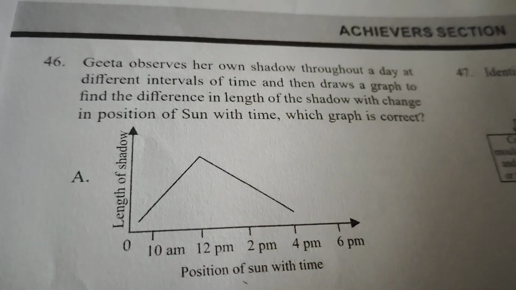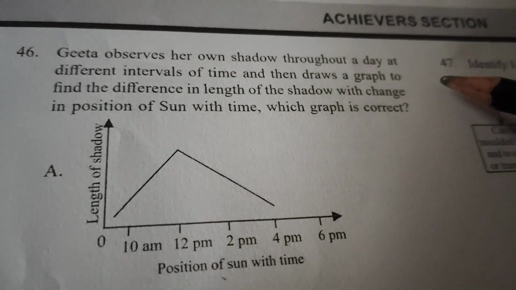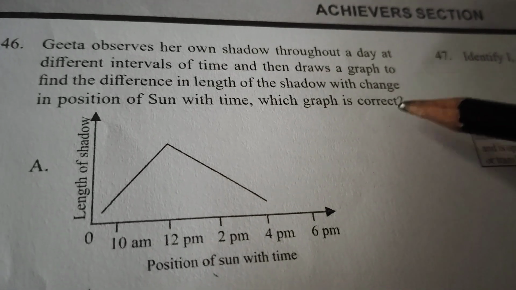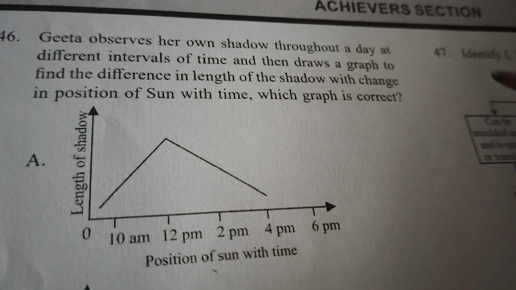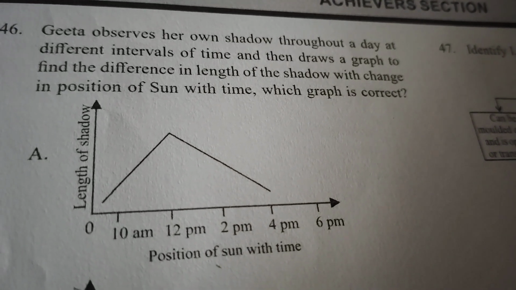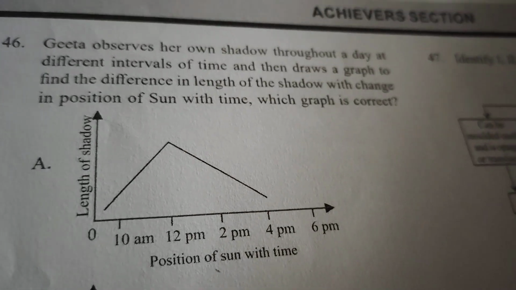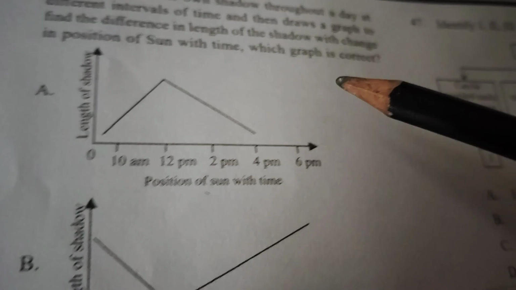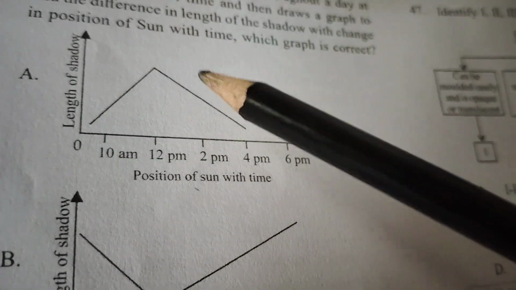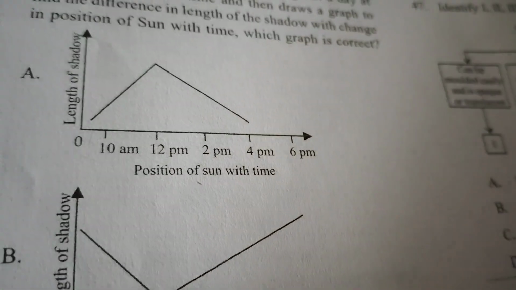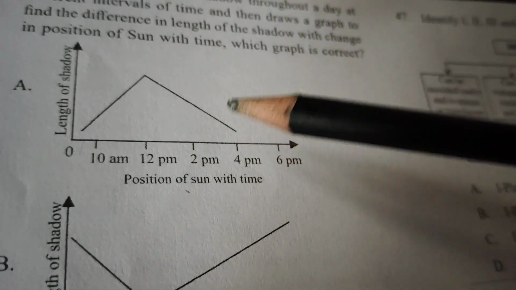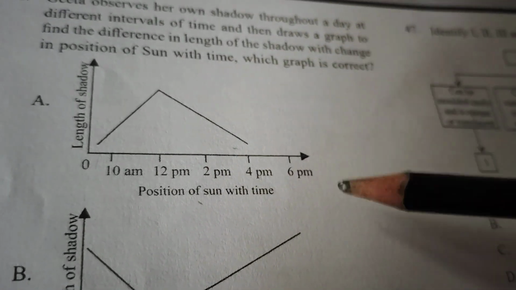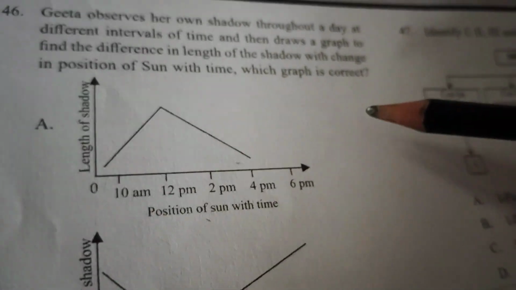A similar question regarding shadows is there. Geeta observes her own shadow throughout the day at different intervals of time and then draws a graph to find the difference in the length of the shadow with the change in position of the sun with time. Which graph is correct? Here, during the morning, the length of the shadow will be large, and in the evening, the length of the shadow will be large.